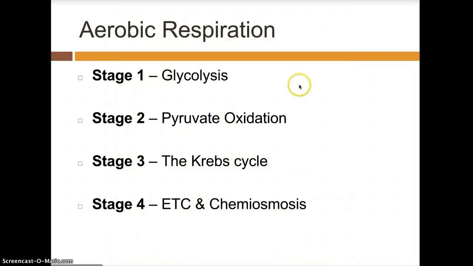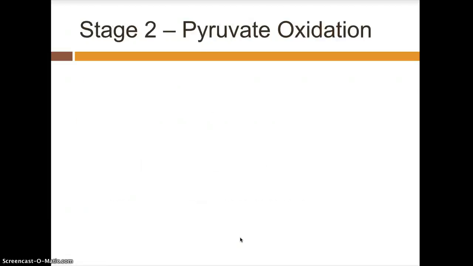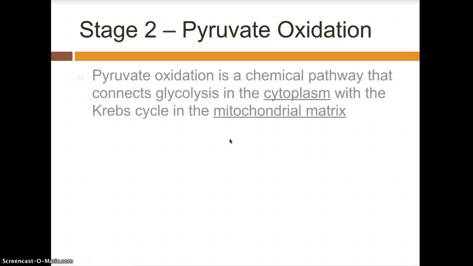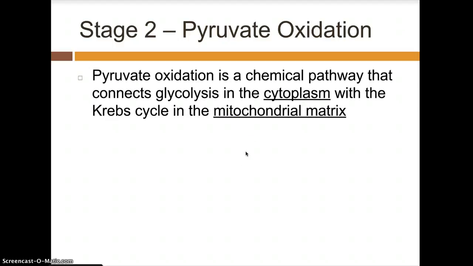So let's take a look at these next 3 steps and how they work in aerobic cellular respiration. As I mentioned, we've looked at all of these steps individually on that overview, and we're going to look at these last 3 in more depth right now. So step number 2: after we break glucose down into 2 pyruvate molecules, we need to look at how these molecules are then further processed. Pyruvate oxidation is a chemical pathway. What this means is that there's a variety of different enzymes or proteins that help this reaction occur. So we have glycolysis in the cytoplasm, and we have the Krebs cycle in the mitochondrial matrix.